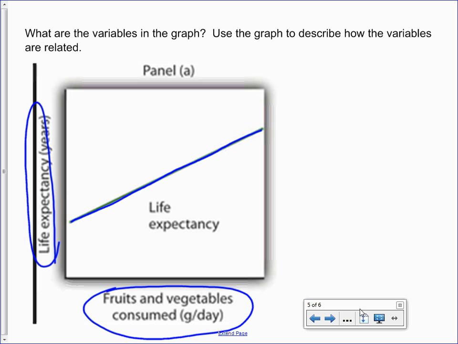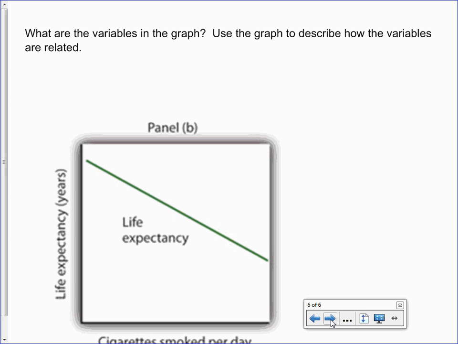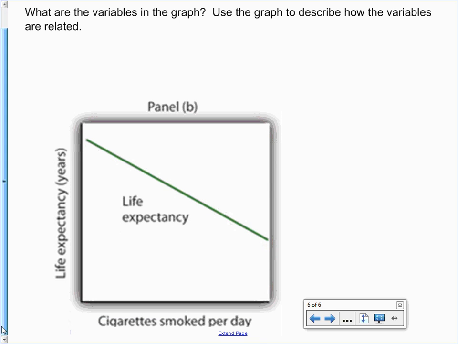Okay, so here's one for you to think about. What are the variables? And use the graph to describe how the variables are related. Hopefully you could say something like, the variables are cigarettes smoked per day and life expectancy in years. And hopefully you could say that as the cigarettes smoked per day increases, your life expectancy decreases.